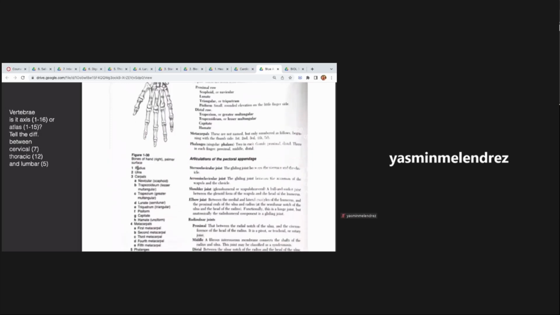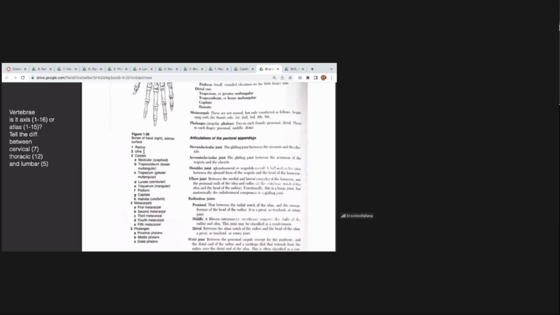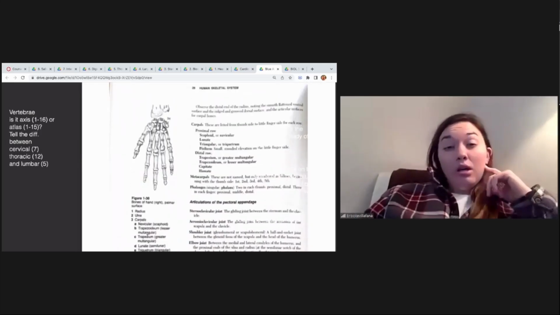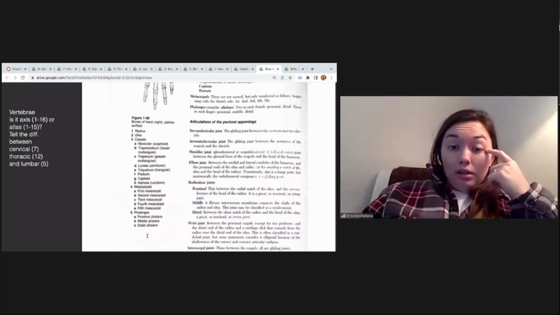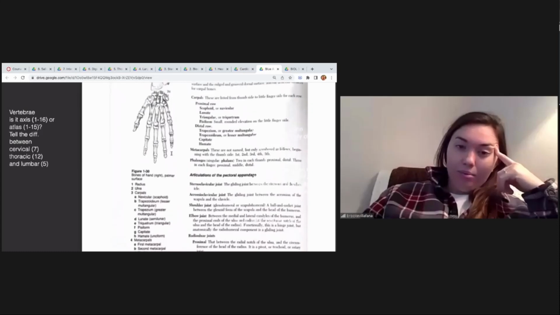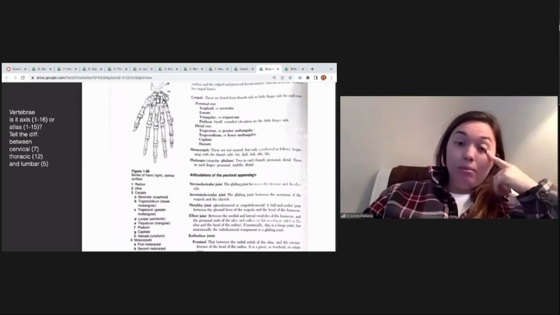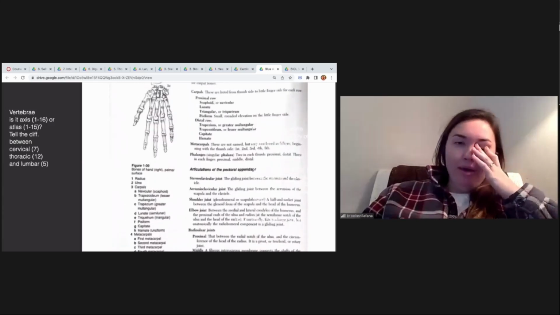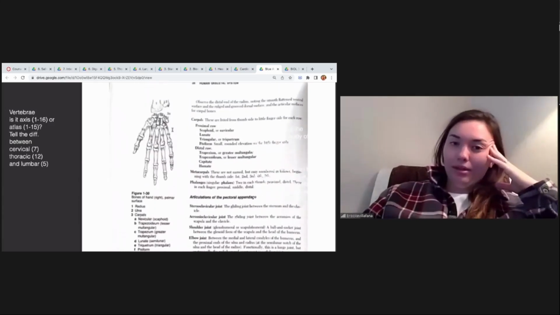Radius and ulna, that's just showing you on this thing. So, phalanges, look at them. It's not that hard. Proximal would be closer to the body, distal would be further away, and then the middle. I don't remember them being on the exam, but it's pretty simple.